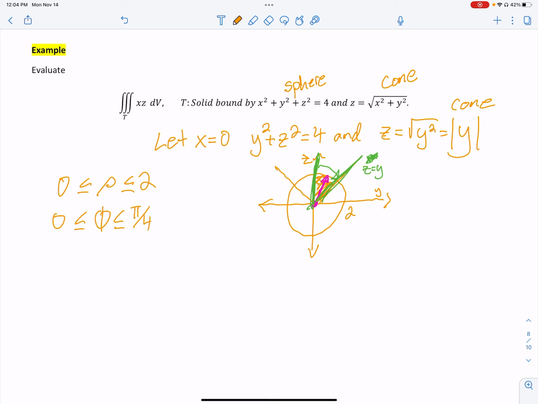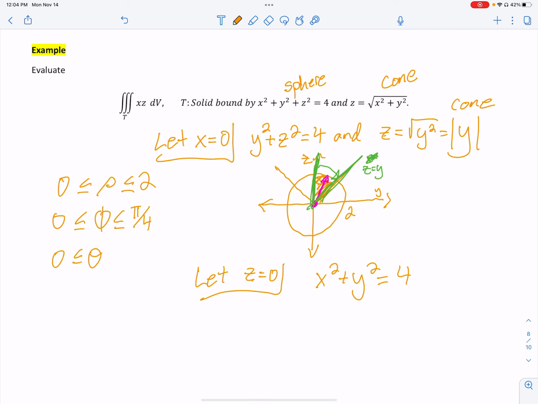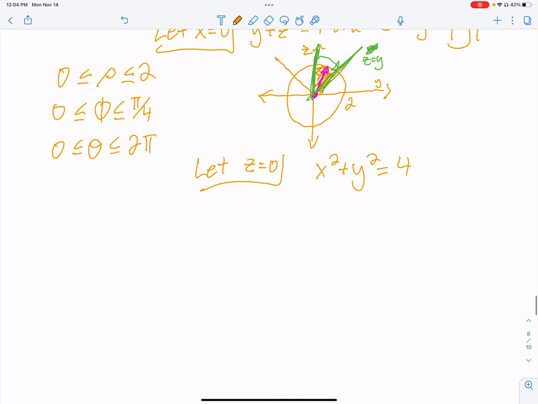Right? And then remember, to get our last one, we let z equal 0. This will find my bounds for theta. So if I let that, I get x squared plus y squared equals 4. Okay, that's just a circle with radius 2. So I know theta goes all the way around in this case. Nothing tells me it doesn't. It goes from 0 to 2 pi. So we're just going to set it up.